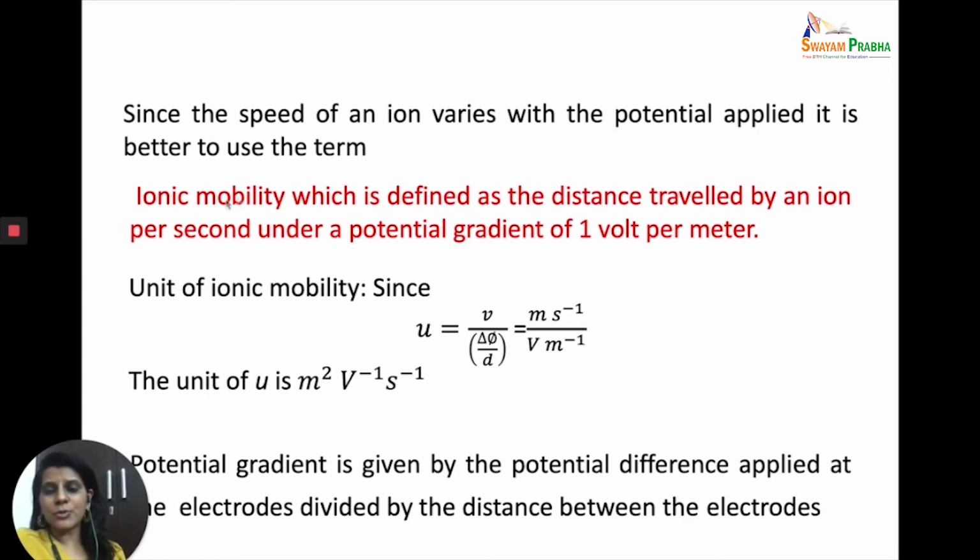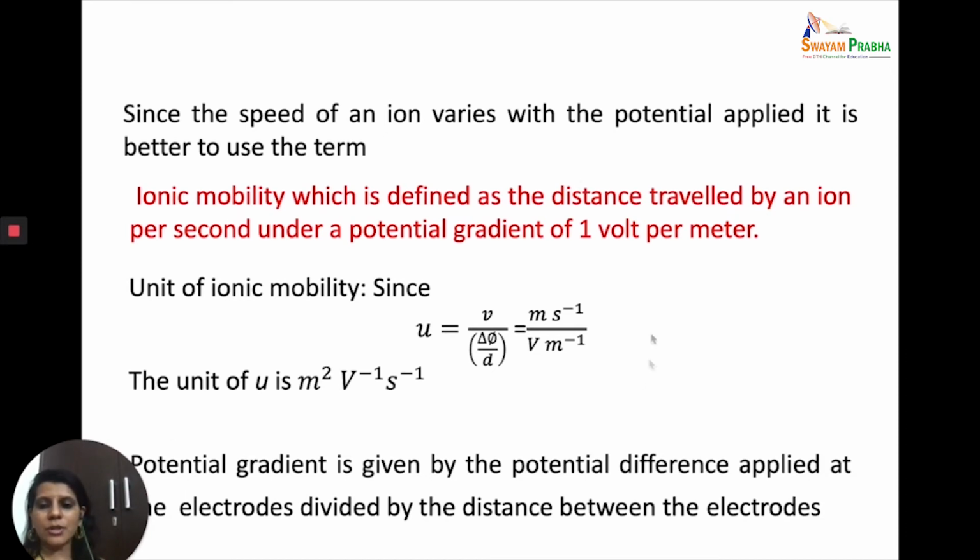Because the speed of the ion varies with the potential applied, it is better to use a term called ionic mobility. Ionic mobility is defined as the distance travelled by an ion per second under a potential gradient of 1 volt per meter. I am repeating, it is defined as the distance travelled by an ion per second under a potential gradient of 1 volt per meter. What is gradient? Anything divided by distance is called a gradient, and therefore potential gradient is equal to potential difference divided by the distance between the electrodes.